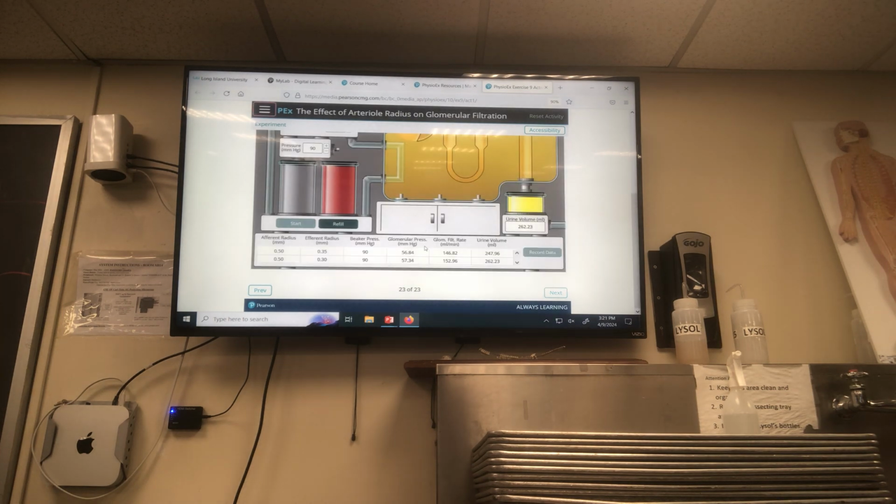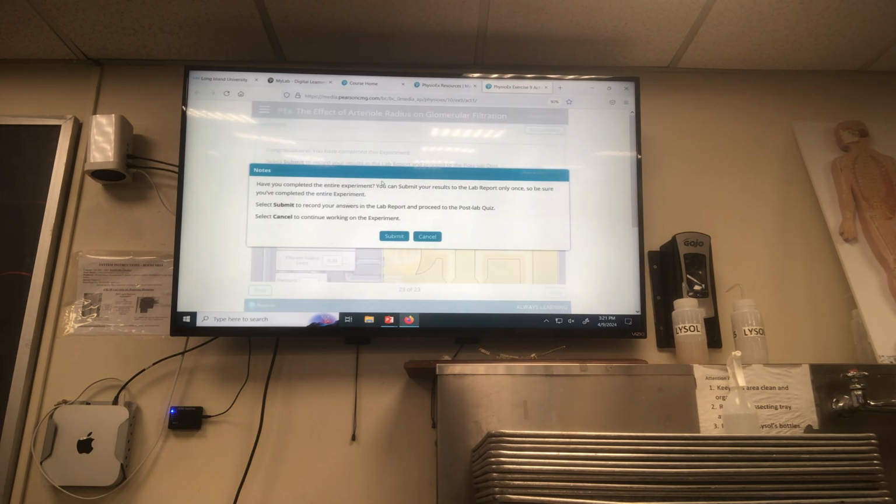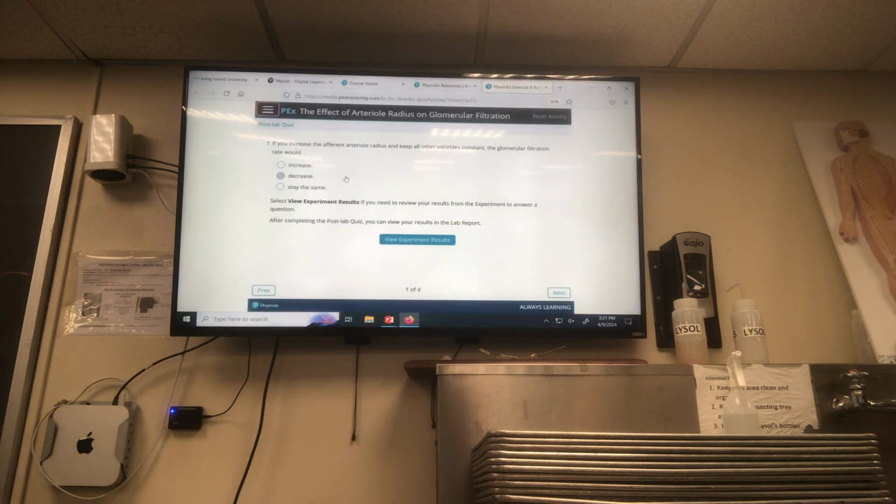Submit question. And submit experiment. Submit. Okay. Post-lab quiz. If you increase the afferent arteriole radius and keep all the variables constant, the glomerular filtration rate would increase. If you decrease the efferent arteriole radius and keep all the variables constant, the urine volume, the urine flowing into the urinary bladder, would do what? What would happen to the urine? Would decrease.